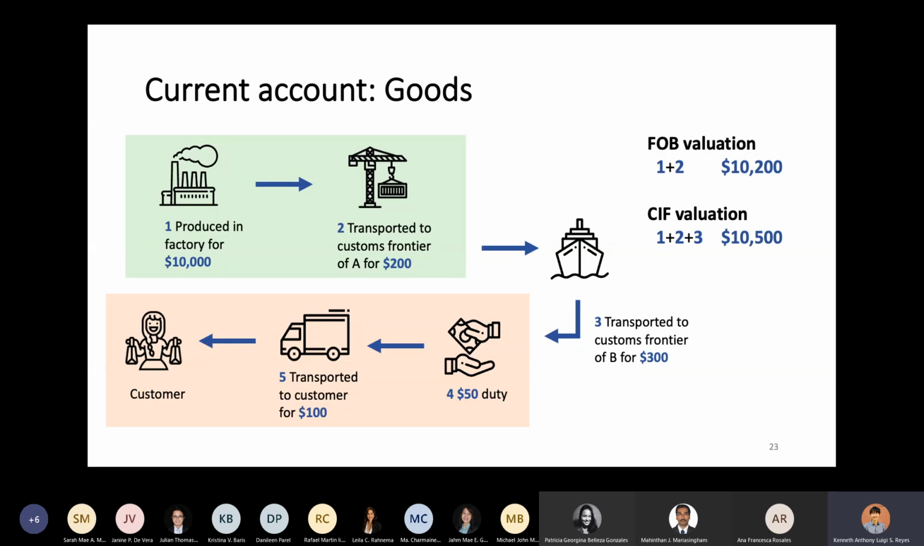The FOB valuation principle would value this good as 1 plus 2. So it's the cost of production plus the freight cost, or the transport cost, that brought it to the customs frontier. Meanwhile, if you were to value it by the CIF principle, then you would include the cost of transportation between customs frontier A and customs frontier B. So what we need to do is correct the CIF to the FOB in order for it to be in the BOP.